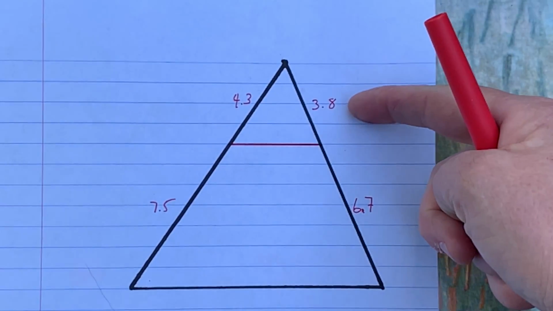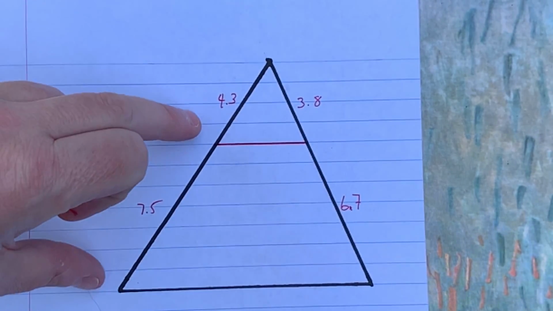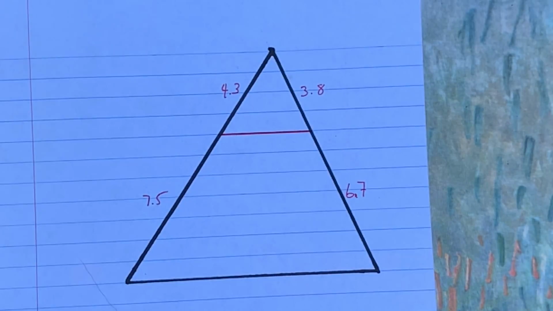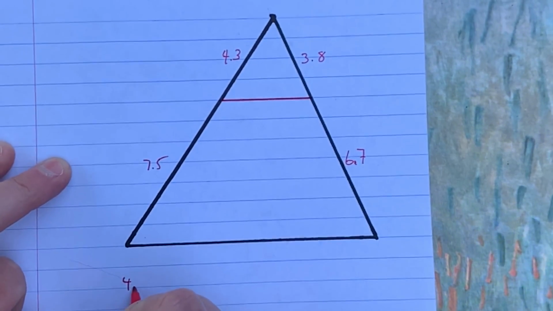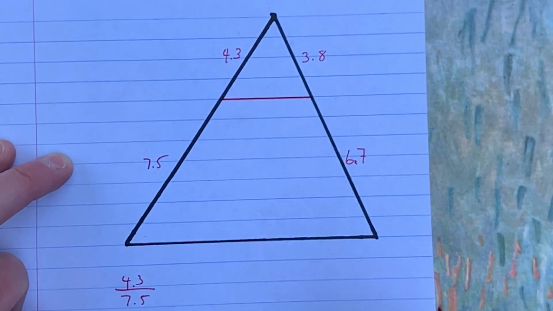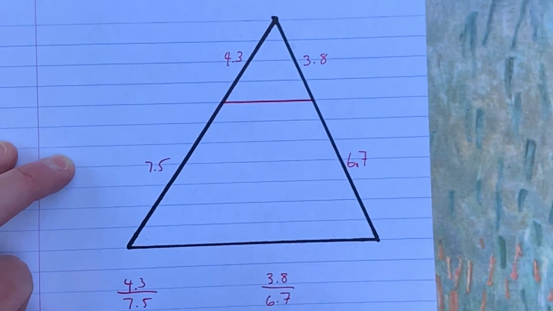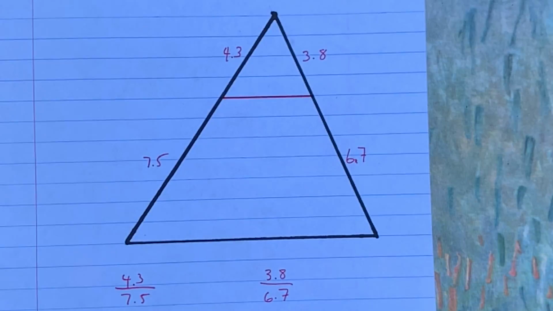For example, I noticed that this is smaller than this and this is smaller than this. I noticed that this one here is not quite double this, and this is not quite double this. I wonder if they have any other kind of relationship. I wonder if maybe they're proportional. Let's see what would happen if I wrote a proportion here. 4.3 is to 7.5. There's one ratio. Let's set up the other ratio. 3.8 is to 6.7. And now I wonder what would happen if we actually calculated the values of those ratios.